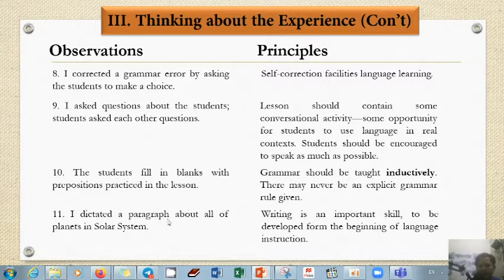Number 11, I dedicated a paragraph about the planets of the solar system. Yeah, we can use a small paragraph to let the student understand more.